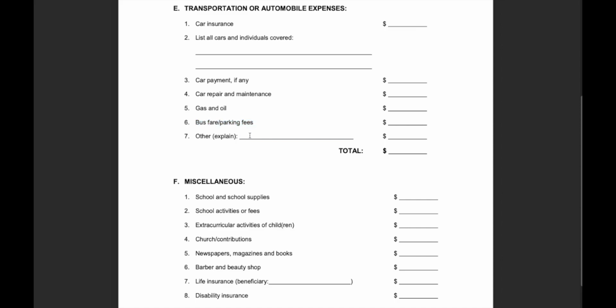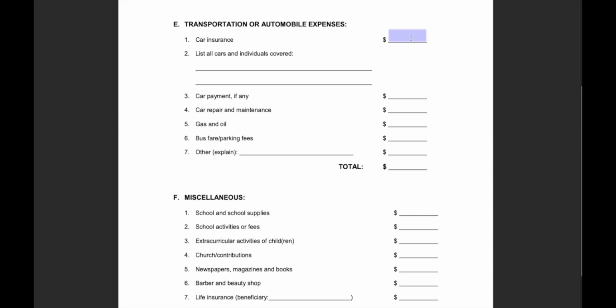Other, there's really not any other explanation that we see a ton, but if you do have something that applies for just subsection E, please indicate and explain, and then the total monthly amount as well. Once you've listed all these expenses properly, then we're going to total up just for subsection E.